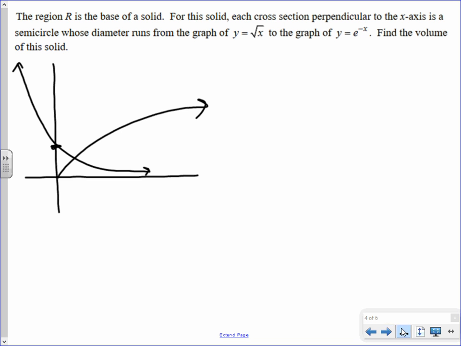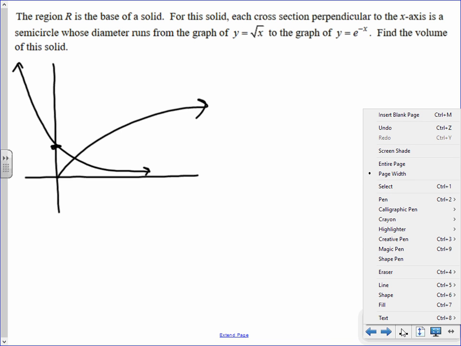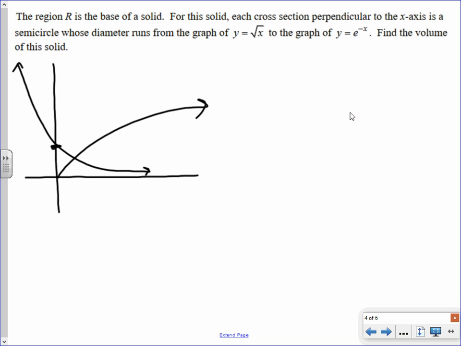And so the region that we're talking about, I probably should have put in there, we need to be in the first quadrant. Well, this doesn't keep going, so I guess that doesn't make sense. Okay, there's our region. They're saying our base is perpendicular to the x-axis, and we have semicircles.